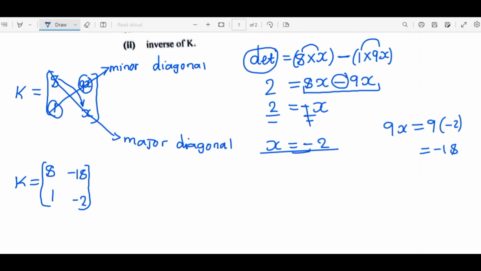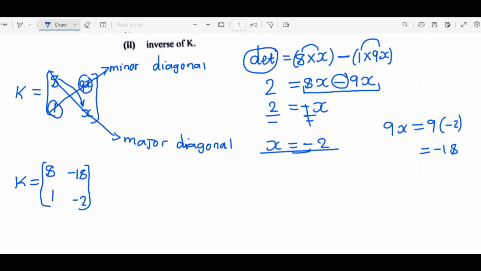And if you want to check whether your answer is correct, you can try to find the determinant using the actual matrix K. So if you look at this question, it's 8 times negative 2, which will give us negative 16. Then 1 times negative 18 will give us negative 18, and the negative in front will give us positive 18. So if you subtract, we are able to get the same determinant.